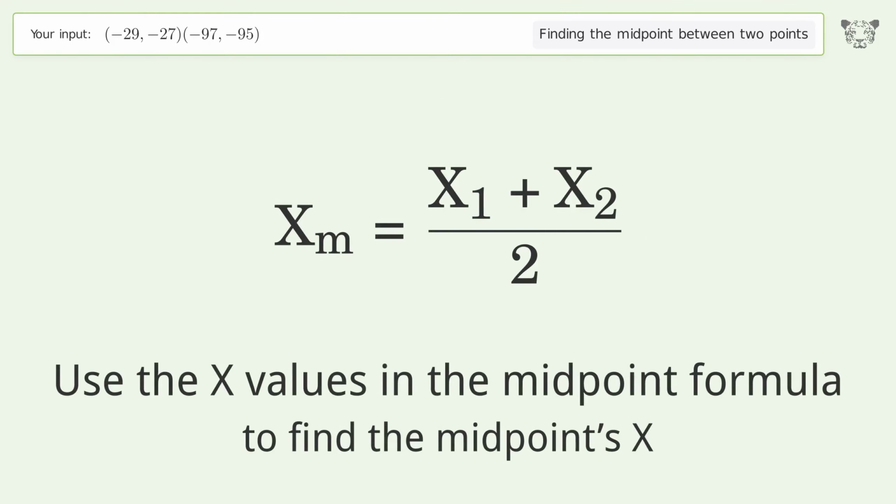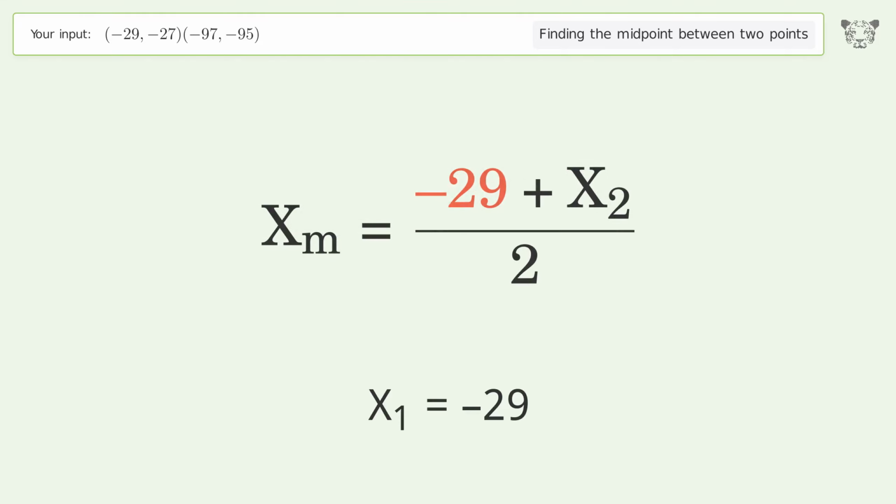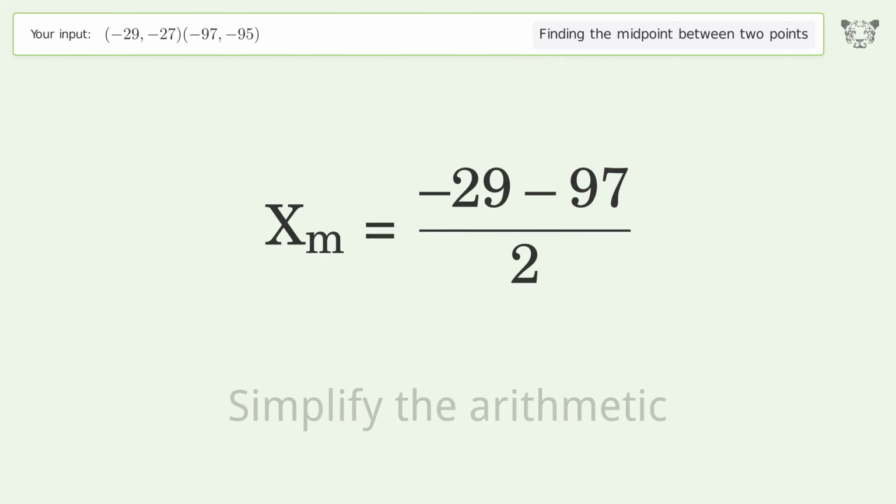Use the x values in the midpoint formula to find the midpoints x. x1 equals -29. x2 equals -97. Simplify the arithmetic.